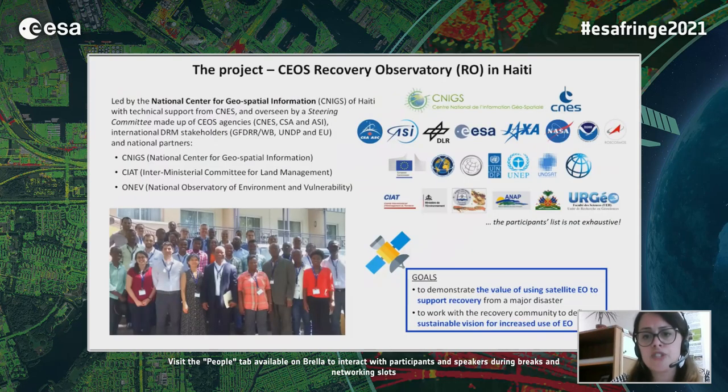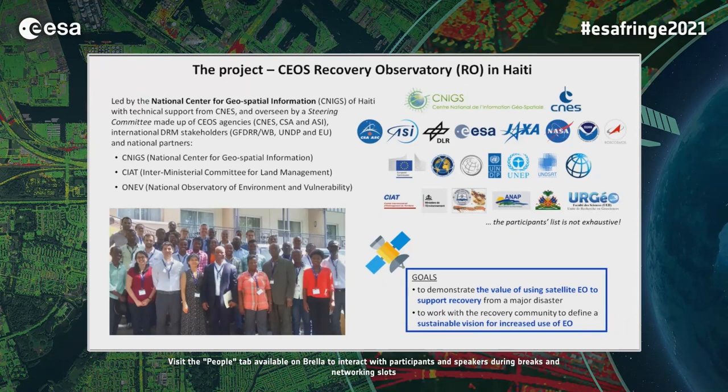So it was our objective to provide support to the local community. And with this goal in mind, the National Center for Geospatial Information, together with the French Space Agency, CNES, put together a strong team involving space agencies, and not only those, but a team of local, national, and international stakeholders involved in disaster risk management activities, with the goal to demonstrate the value of using satellite Earth observation data to support the monitoring of the recovery phase after a major disaster, and to work with the recovery community to define a sustainable vision for increased use of EO in daily activities for land monitoring and land management.